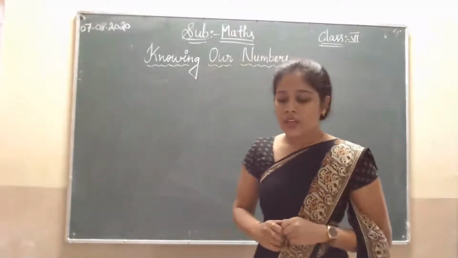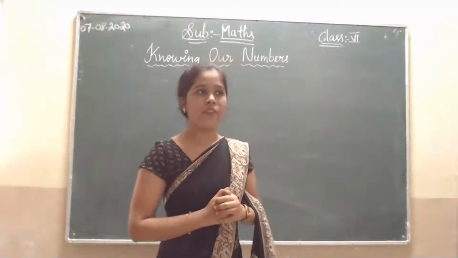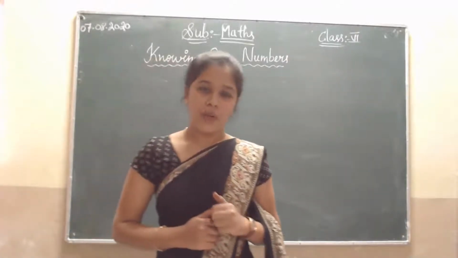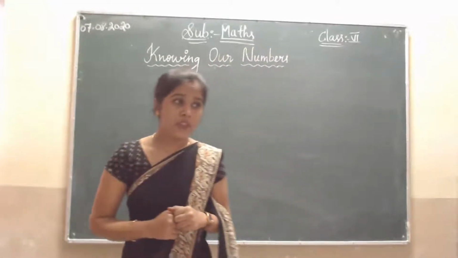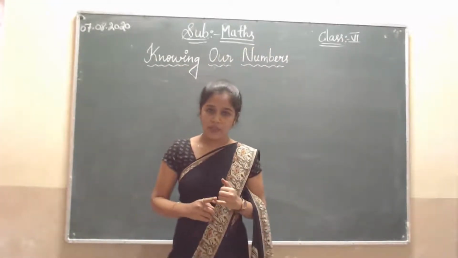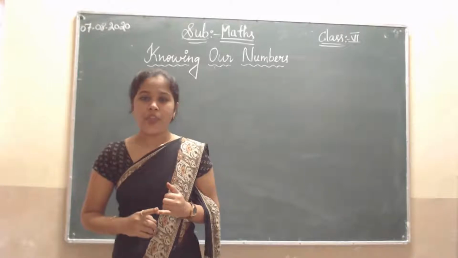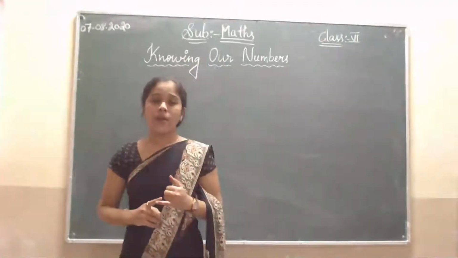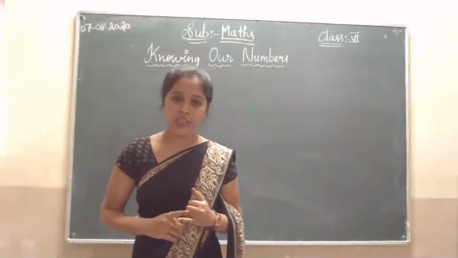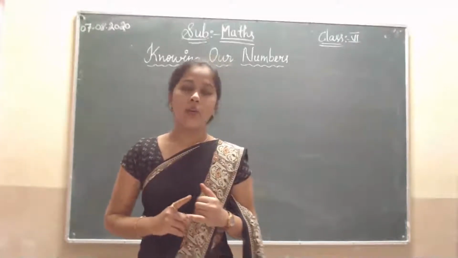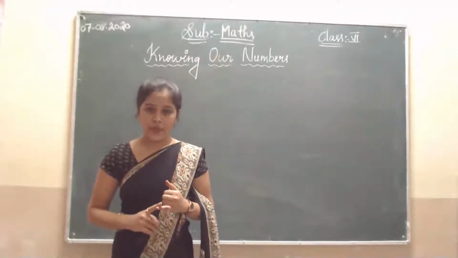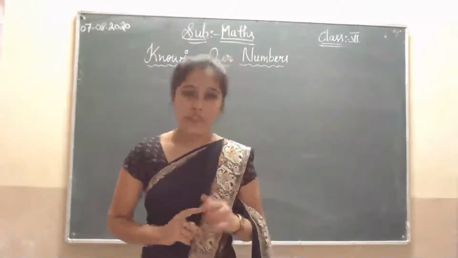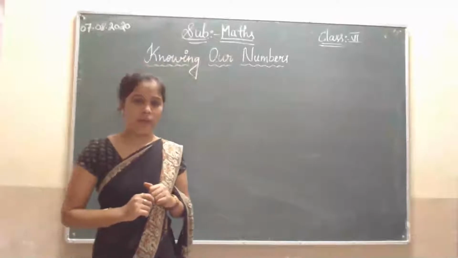Before starting this chapter, we will recall what we have learned in whole numbers. Definition of whole numbers: natural numbers with zero are called whole numbers. Whole numbers are 0, 1, 2, 3. The whole number is denoted by capital W, and the smallest whole number is 0.